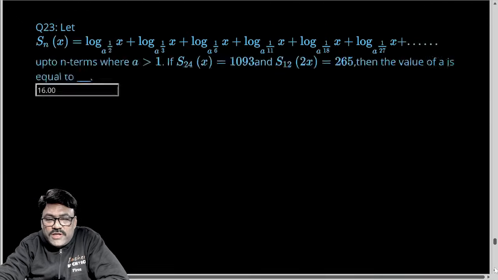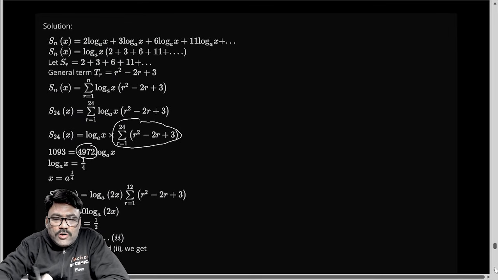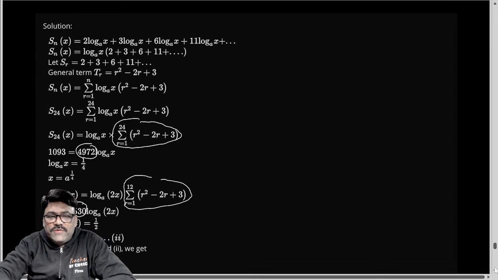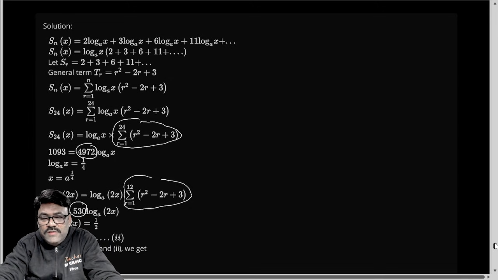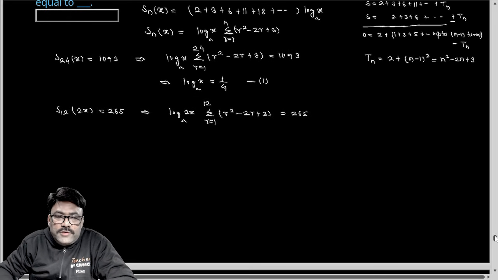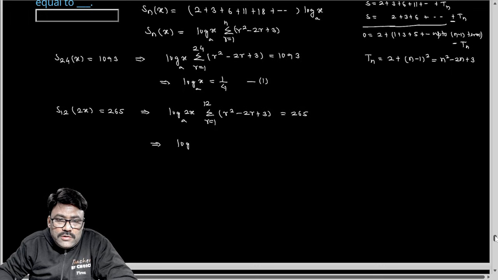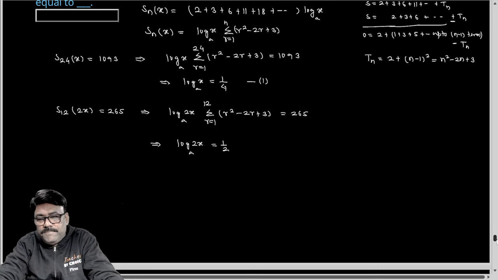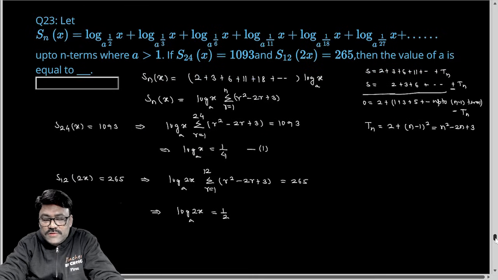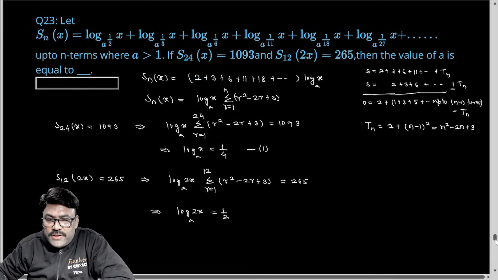When you put this summation and calculate, this summation comes out to be 530. And hence log 2x with the base a becomes half. So when you calculate this summation, log 2x with the base a is half. This is what you are getting. I'm just avoiding the calculation part. You can do it very easily: sigma r square, sigma r, constant summation. Yes, it is a time-taking question, so that's why I'm avoiding the calculation.